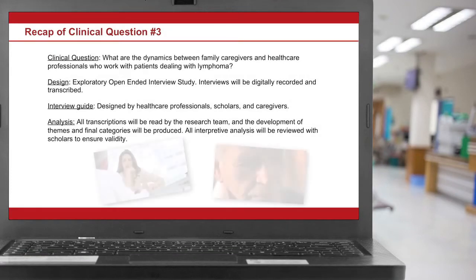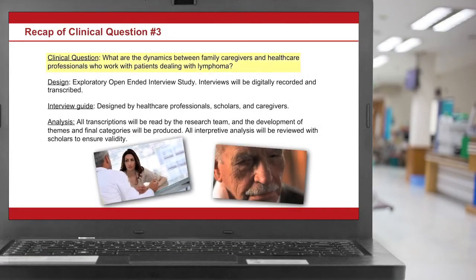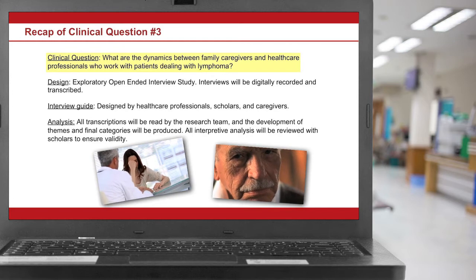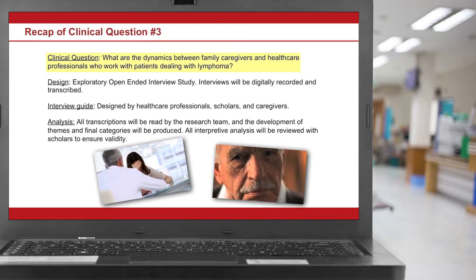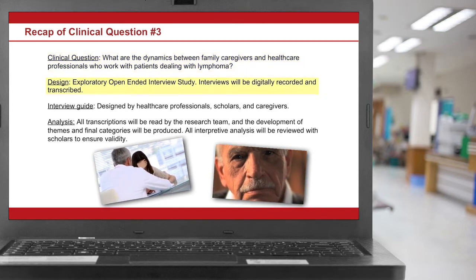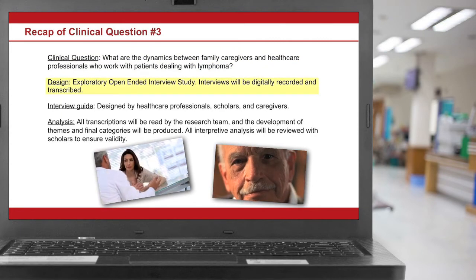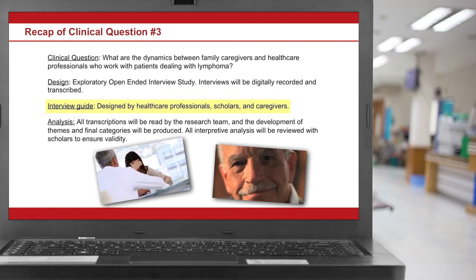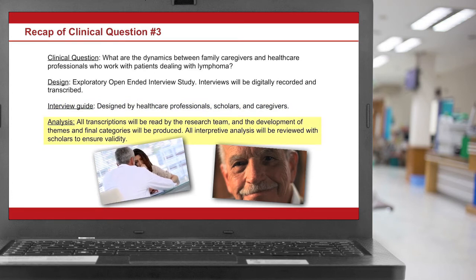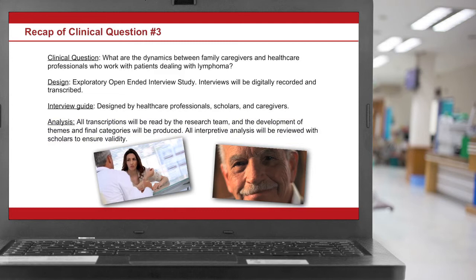In Module 2, our third clinical question focused on caregivers' experiences and collaborations when treating patients with lymphoma. We will use an ethnographic approach with exploratory, open-ended interviews, digitally recorded and later transcribed. The interview guide will be designed by healthcare professionals, scholars, and caregivers. We will then read all transcriptions, develop themes, and produce final categories, with interpretive analysis to be reviewed by scholars to ensure validity.